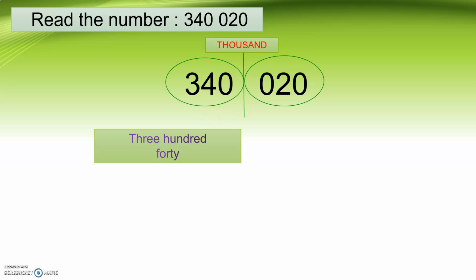So the second example here. 1, 2, 3 over here and 1, 2, 3 at the middle is thousand. So the first group over here is 340. The second group here is 20. So we will read 340,020.